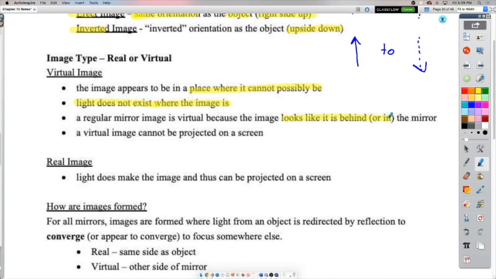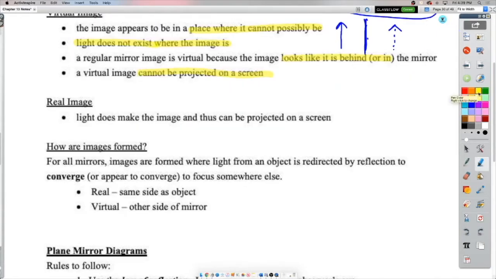Okay. Now, a virtual image cannot be projected on a screen. You will never be able to take that, bounce it off, and reproduce the image you saw. So what does a virtual image look like? Well, you have your object and then the mirror, and the image of your object appears to be over here, where it's not, right? It can't be there because this is a mirror.